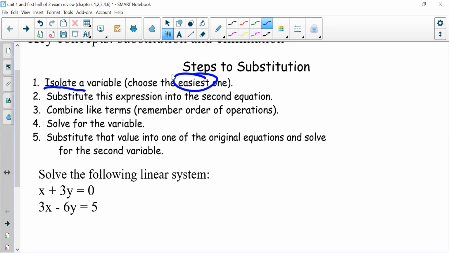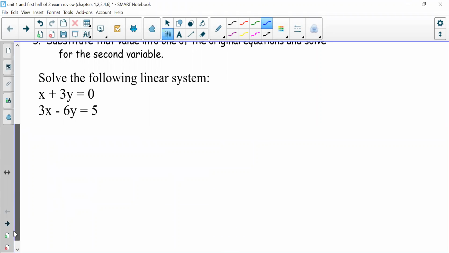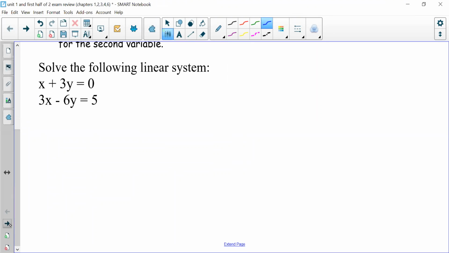How do I know which one is the easiest variable to isolate for? X. How did you know that? There's no coefficient in front of it. There's no number. Perfect. Because x is by itself. So x is all by itself and positive. So all I have to do is move the 3y over. What am I doing with this negative 3y then?